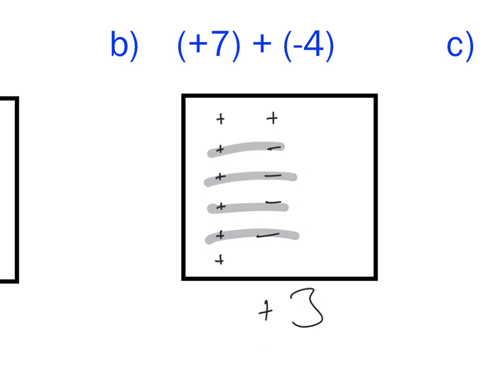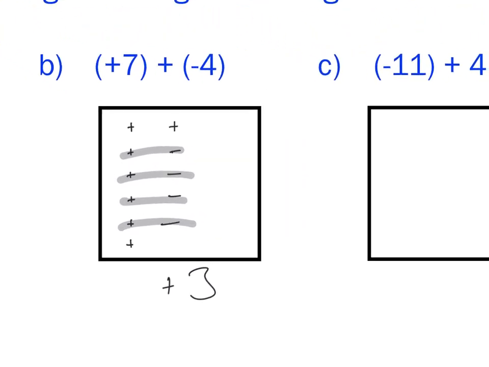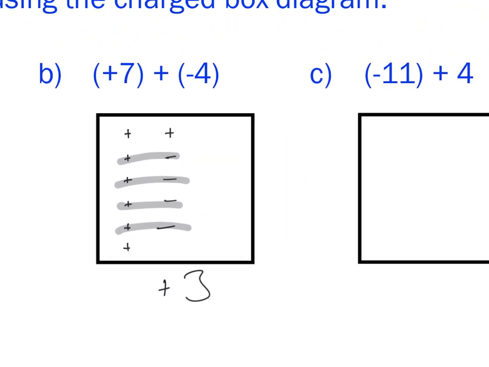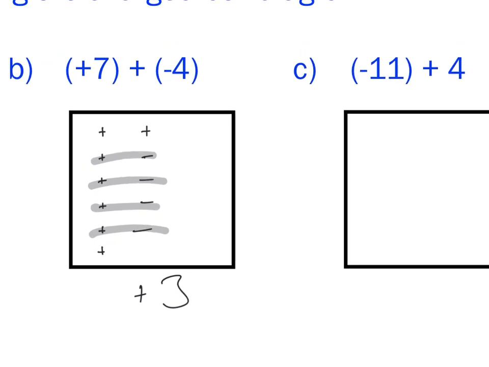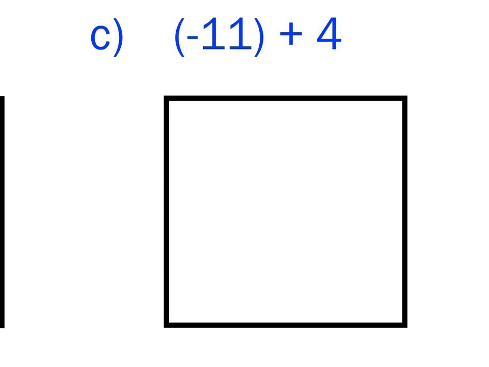And obviously you can draw these in different ways, but you should get to the same answer, +3. Next, we're going to do -11 plus 4. Interesting, because we have -11 first, so that's 11 negatives: 1, 2, 3, 4, 5, 6, 7, 8, 9, 10, 11.